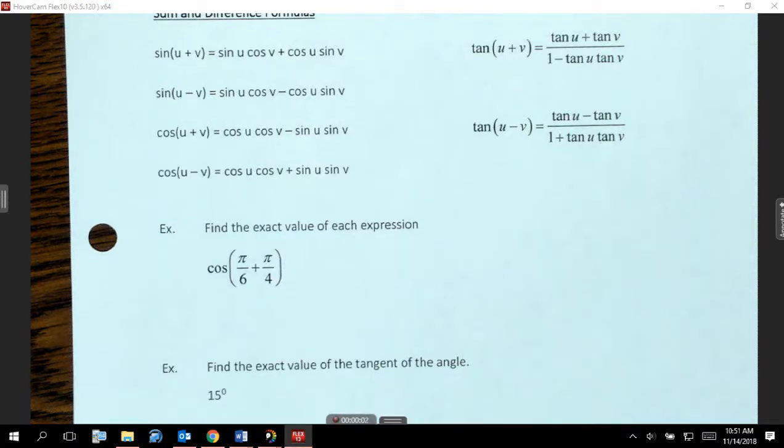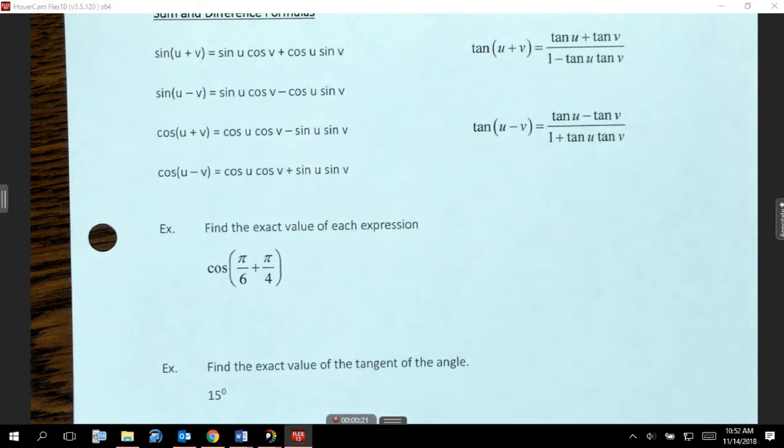So you're given all the sum and difference formulas. Now what we're going to do is find the exact value of the cosine of pi over 6 plus pi over 4. What I want to show you is why we could not find that answer any other way, why it has to be in the summation formula.